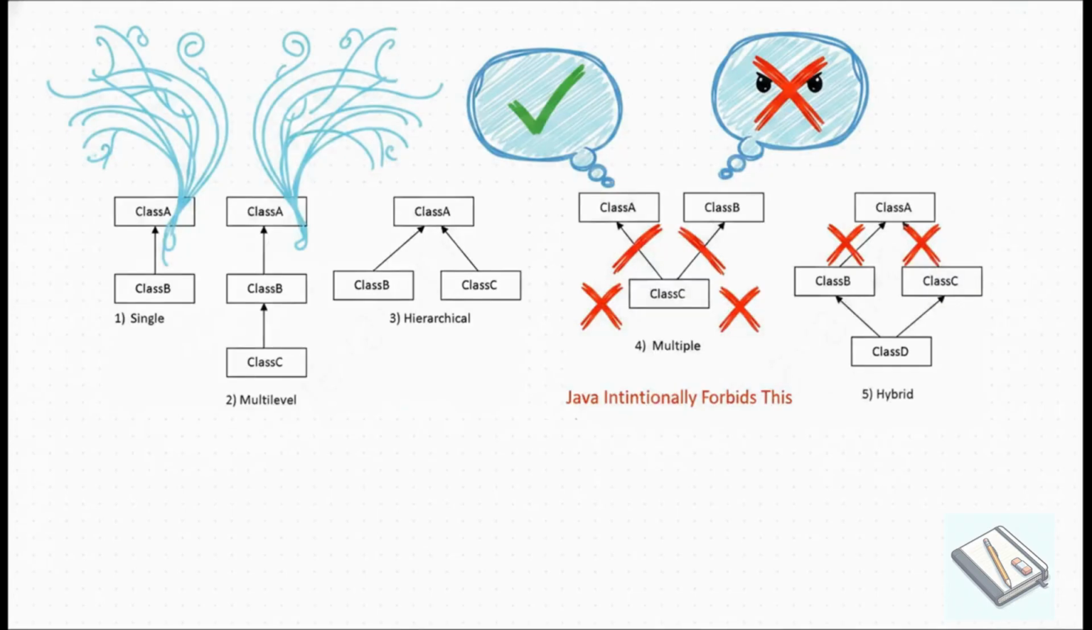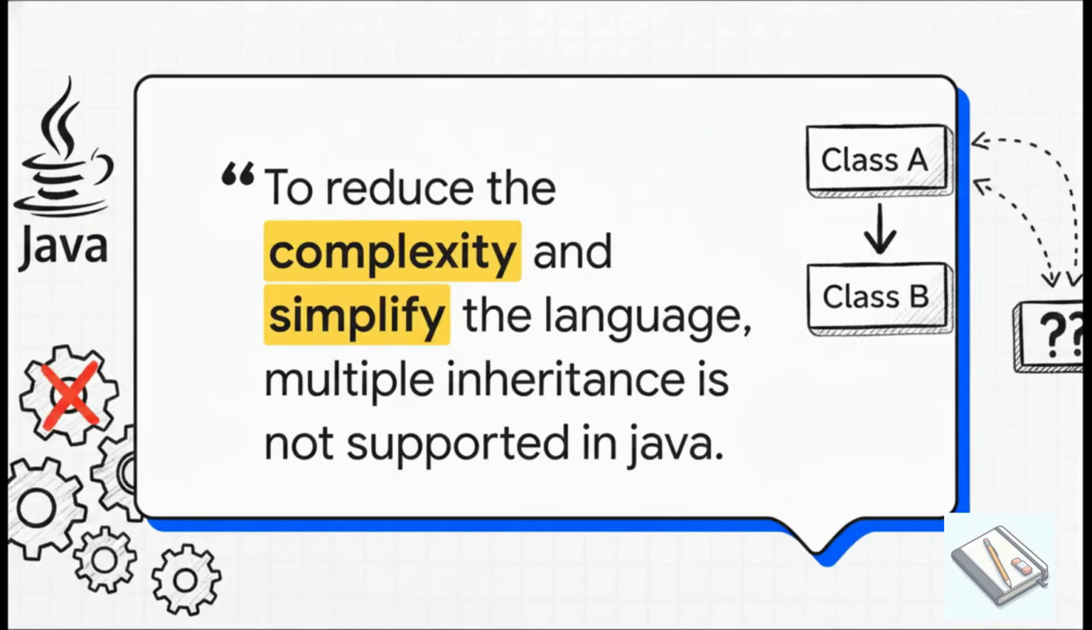And this image really drives the point home. On the left, you see the hierarchical structure we just talked about. One parent, multiple kids. Totally fine. But on the right, that multiple inheritance structure, one kid, multiple parents, that is a no-go in Java when you're dealing with classes. Now, this wasn't an accident. The folks who created Java did this on purpose. They made a specific choice to keep the language simpler and to avoid a whole bunch of potential headaches.